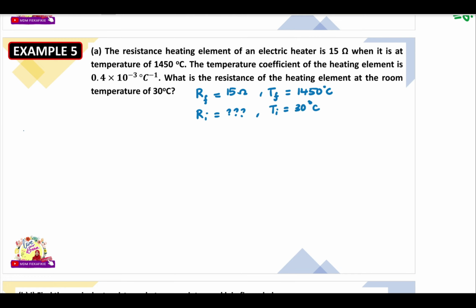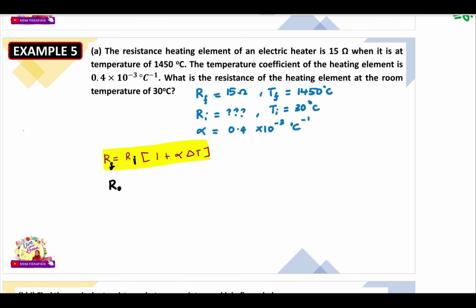Okay, and then given that this is the temperature coefficient, 0.4 times 10 power of negative 3 per degree Celsius. Alright, so we will use this one. We can directly find it by using this equation, the equation that relates temperature with resistance. The change in R depends on its temperature. So we can substitute R naught. We want to find R initial. This is R final, this is R initial.